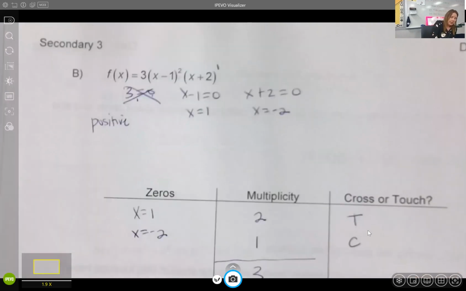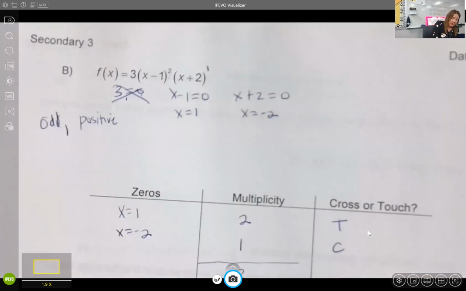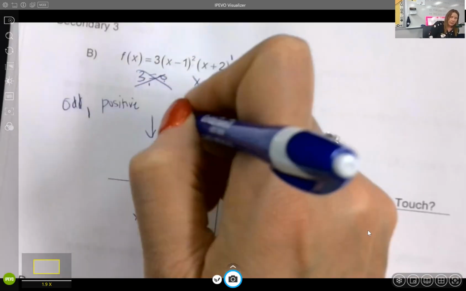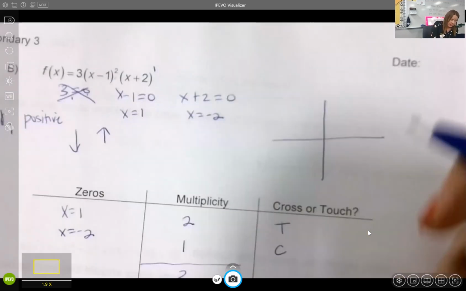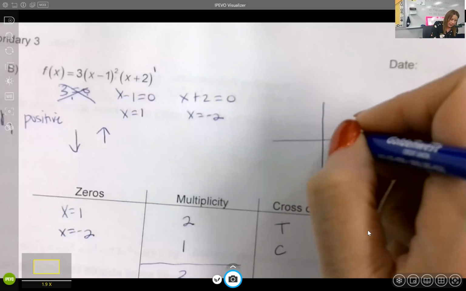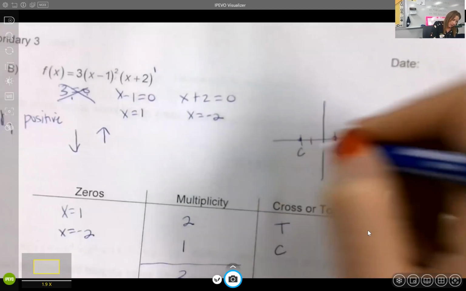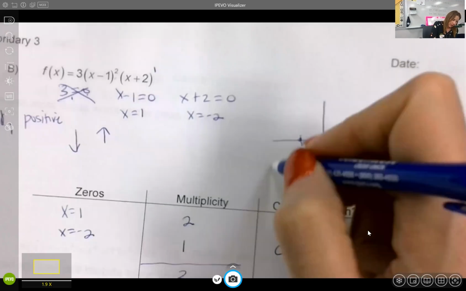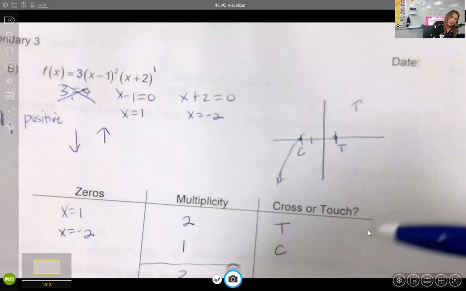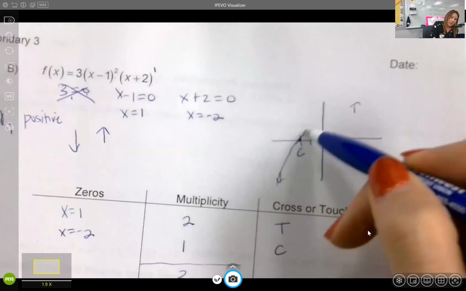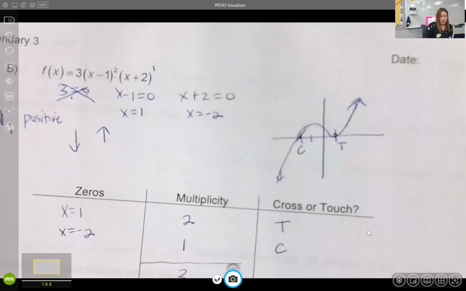Okay, so this is an odd positive. The left is down and the right is up. So I can sketch this graph. At 1, it's going to touch, and at -2, it's going to cross. And I know that it's down and up. So I'm going to come up here, it's going to cross. Once it crosses, it's going to come back down and touch and then go back up. And we get our graph.